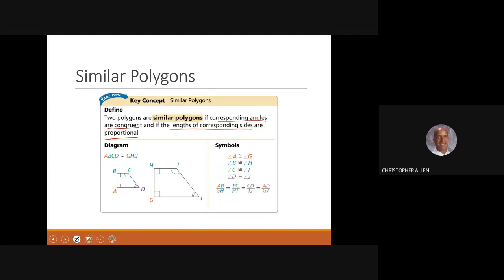And just to keep this simple, if this was 3, and let's say that was 6, if this was 2, that'd have to be 4. Because 3 is to 6 as 2 is to 4. If we were to cross multiply here, you're going to get what? 12 equals 12. That's what proportional means. And it turns out that all 4 pairs of corresponding sides would have to be proportional.